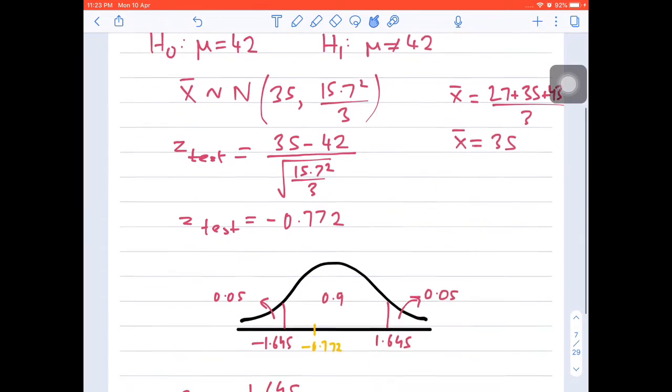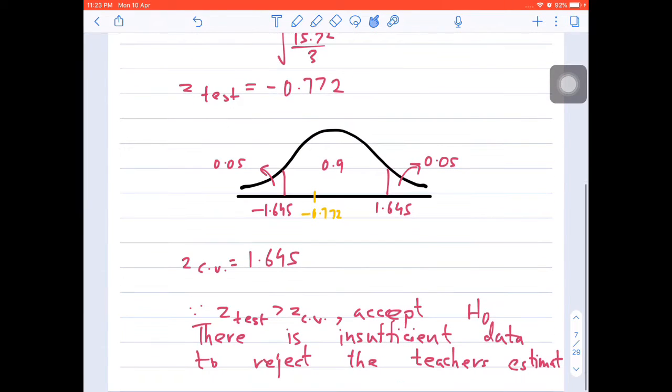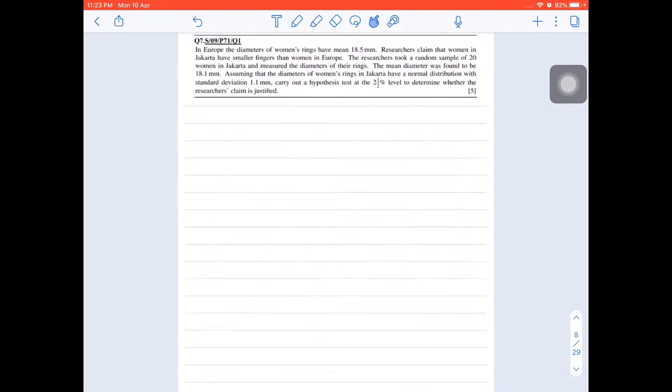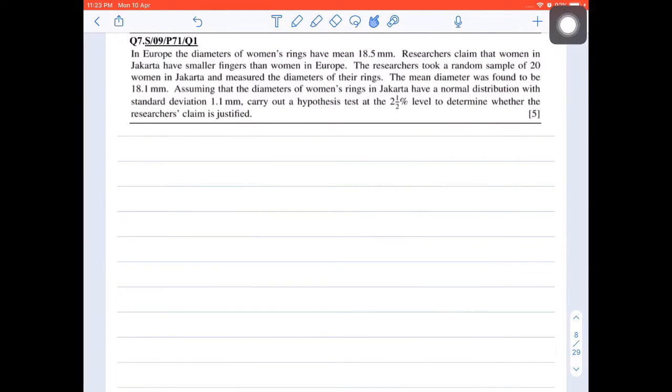Then we found the z-critical value, and because the z-test value was lying in the acceptance region, we accepted h0. Next question. In Europe, the diameter of women's rings has mean 18.5 millimeter.